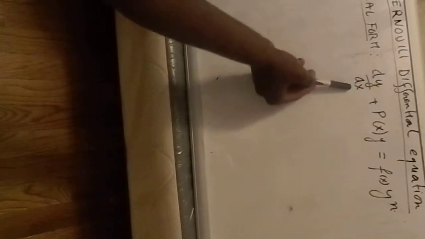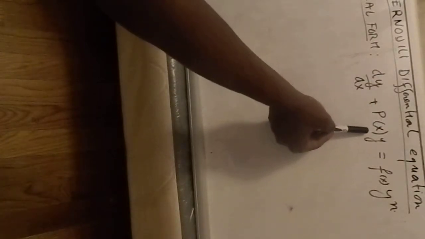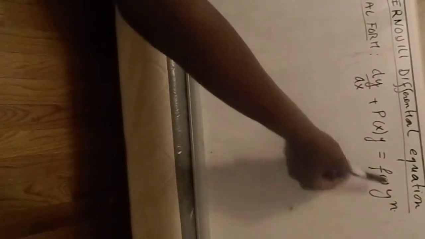This is the second portion of how to solve a Bernoulli differential equation. As I stated last time, the Bernoulli equation is always in the form dy/dx plus p(x) y equals f(x) y to the n power. Let me try to illustrate that with another example.